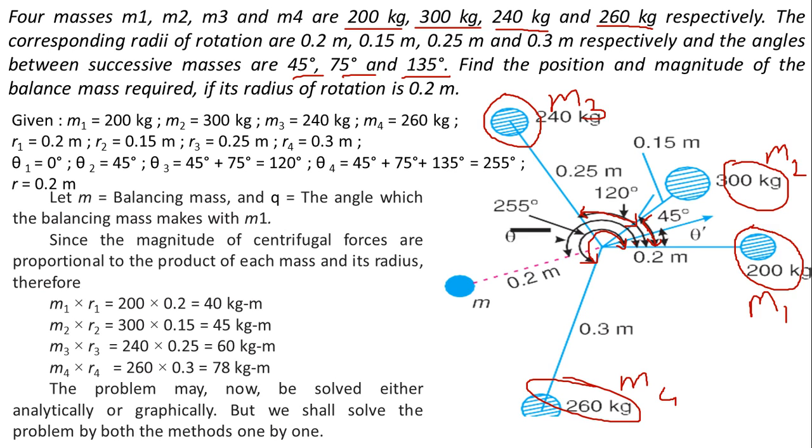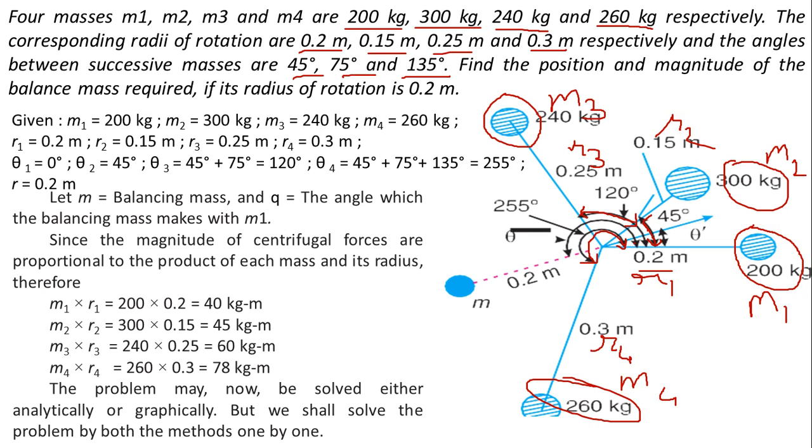Okay, so these are given, and initial radius, that is corresponding radii is also given, that is 0.2, 0.15, 0.25, 0.3. So these are the radius. This is R1. Then similarly here is given the value of R2, and here is given the value of R3 0.25, and similarly here R4. So all masses M1, M2, M3, M4 are given, and R1, R2, R3 and R4 also given.